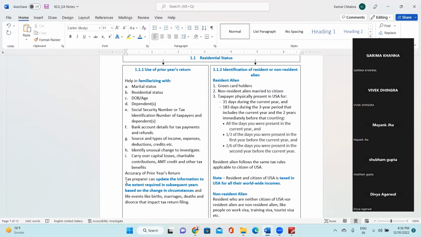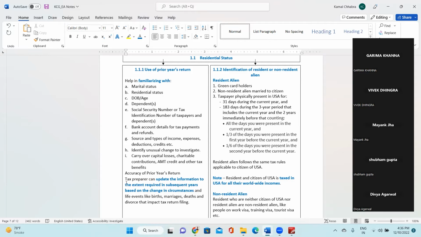1/6 of the days you were present in the second year before the current year. That means, for example, in 2020, you were there for 360 days, right? 360 divided by 6. How many days? 60. 60 plus 80. What is the total number? 140.